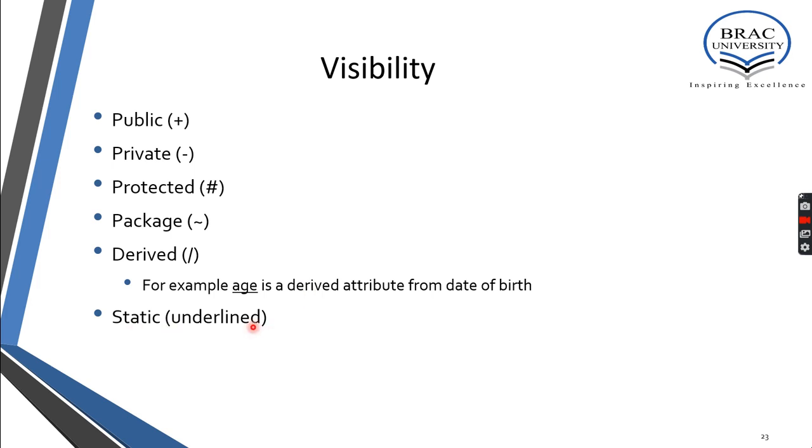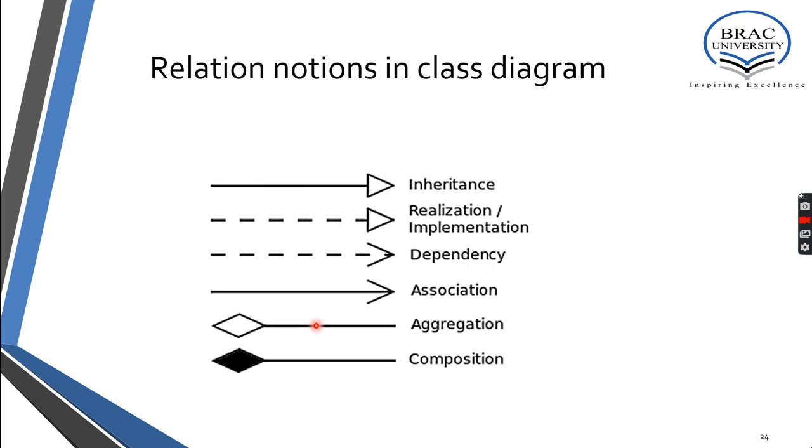Then if a variable or a method is static, then it should be underlined. So this sort of visibility should be there. Usually we say that if you do not mention any visibility, it's private. But you need to specify the visibility of all the methods and attributes. So after finding the class and its attributes and methods, we should assign them visibility.